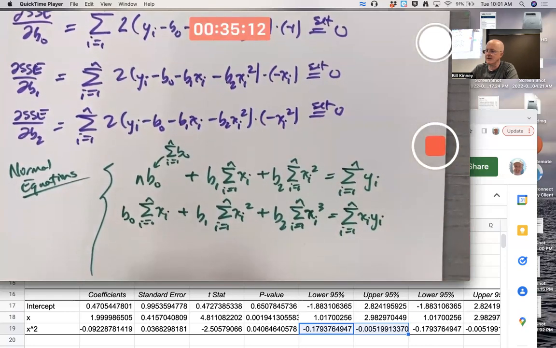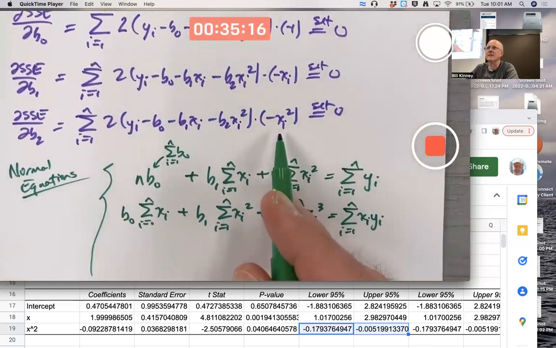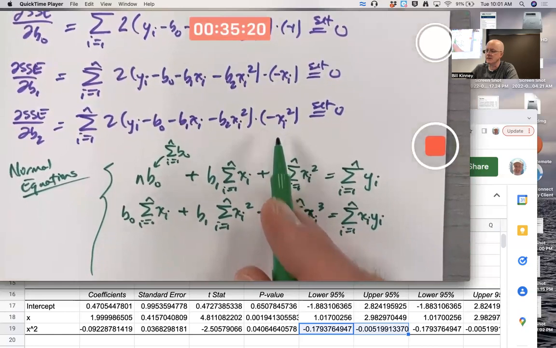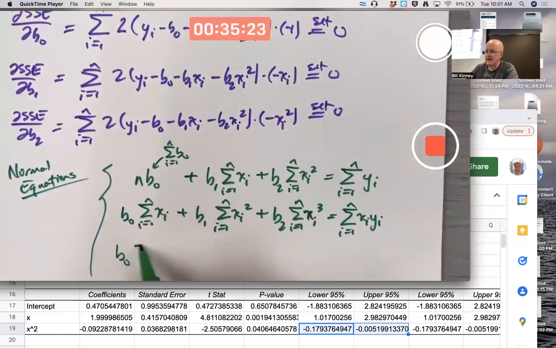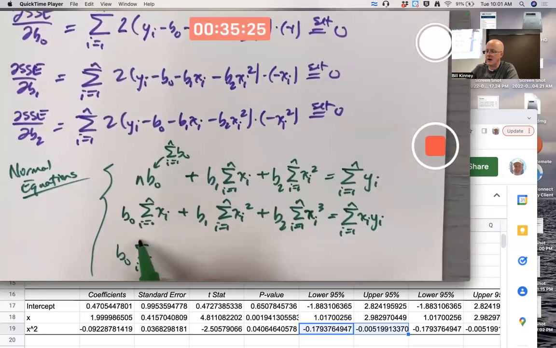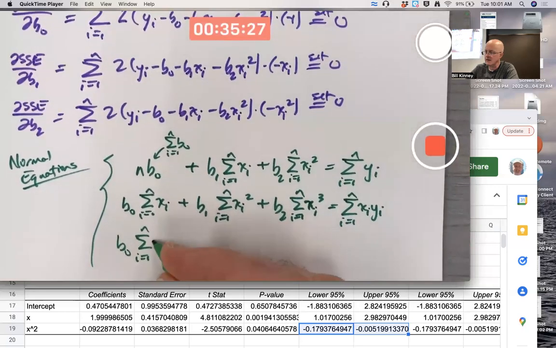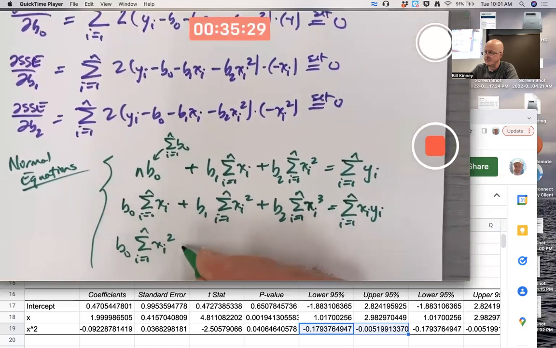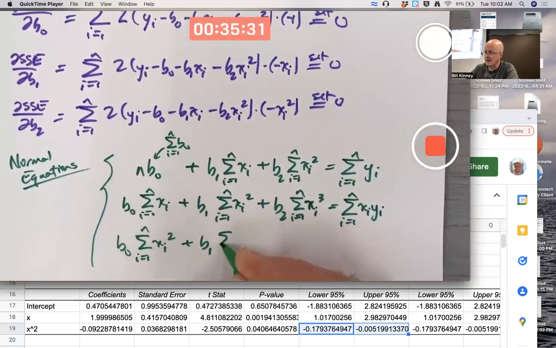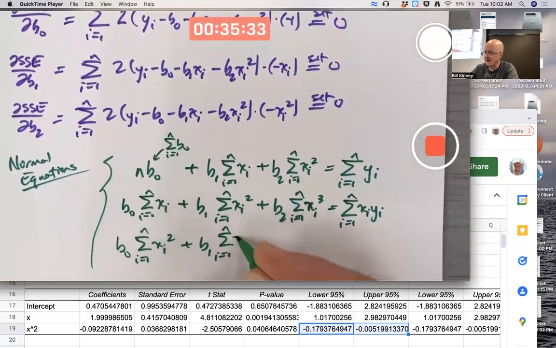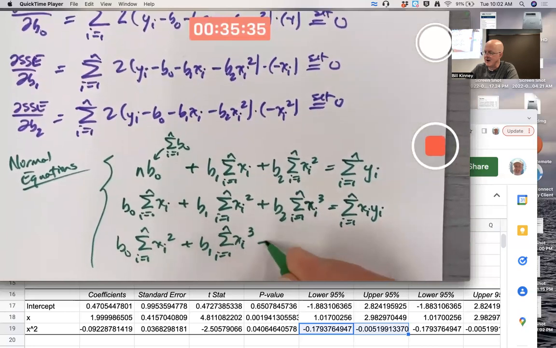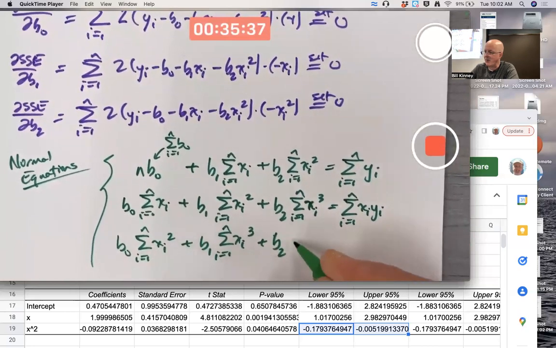Last one, it's going to be similar to what I just wrote down, except there's an extra factor of another power of x because of the xi squared. So in each summation, you up the power of x by 1. Which means for the last one, you have an xi to the 4th power.